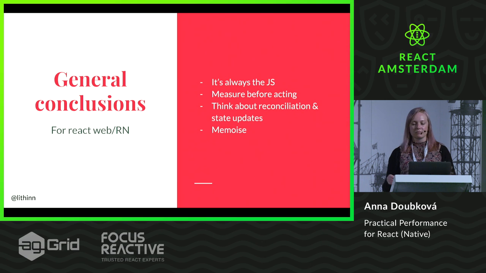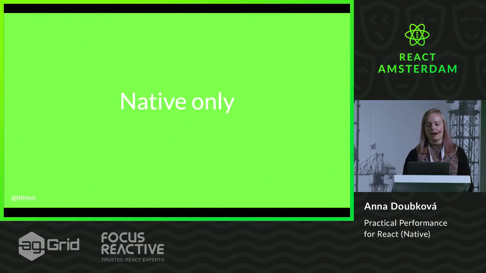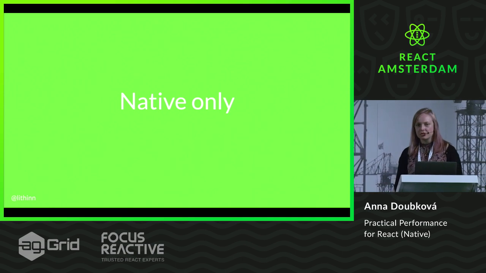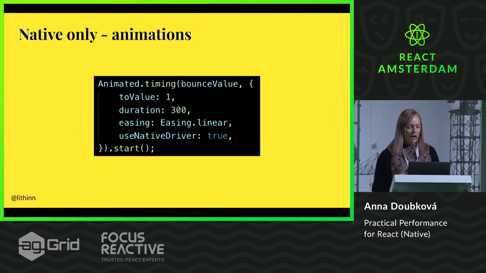Because if you write it from scratch, thinking about how the state would change and propagate throughout your app, you will then not have to deal with it later on. And memorize where it's wise to do so. So that was the JavaScript side, and now I would just quickly want to run through a few native-only issues or how to use things and debug them.